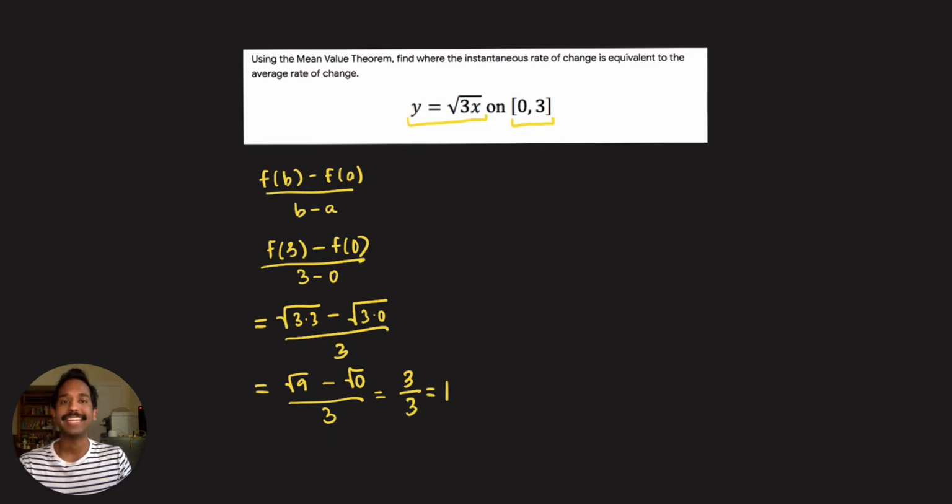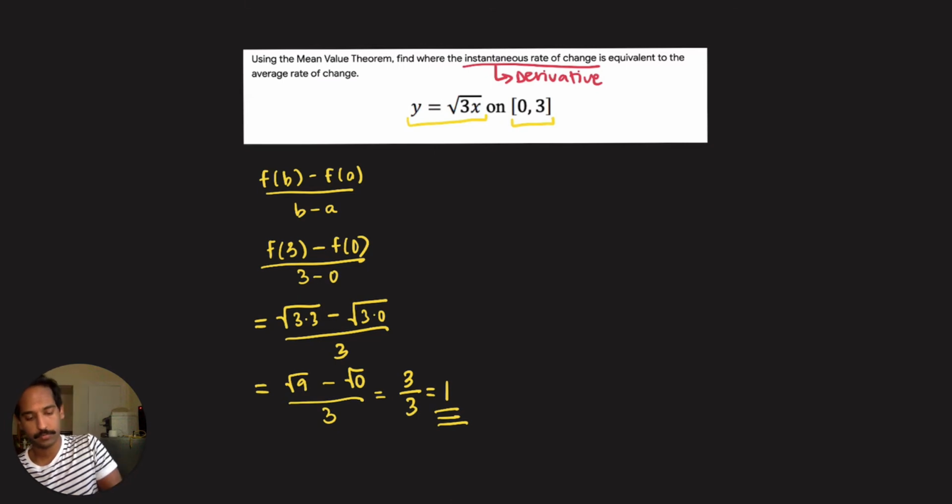Now we need to find where the instantaneous rate of change is equal to that average rate of change, where it's equal to 1. Remember, every time we hear instantaneous rate of change, we want to think the derivative. So when is the derivative equal to 1? Well, we have to find the derivative of the square root of 3x.